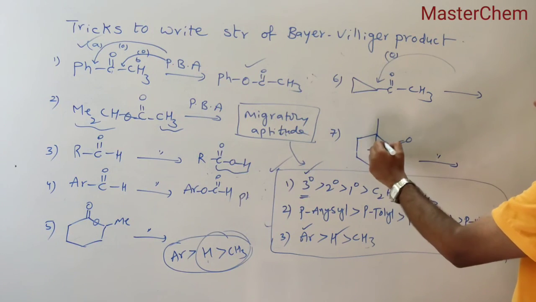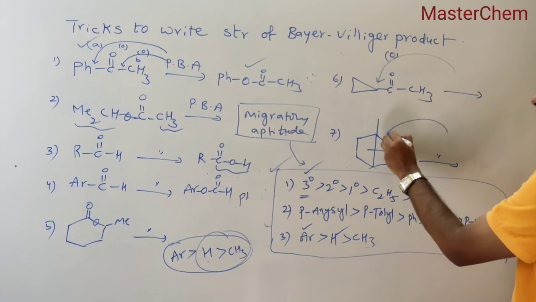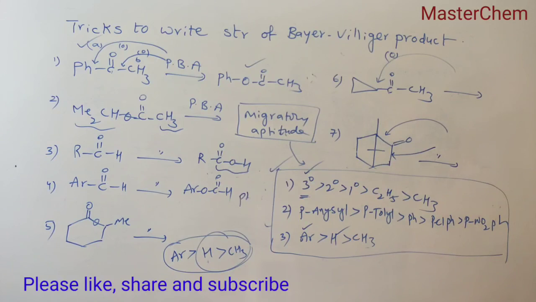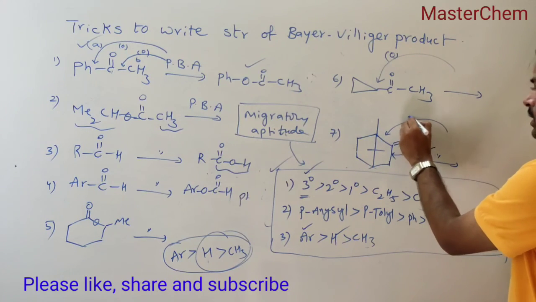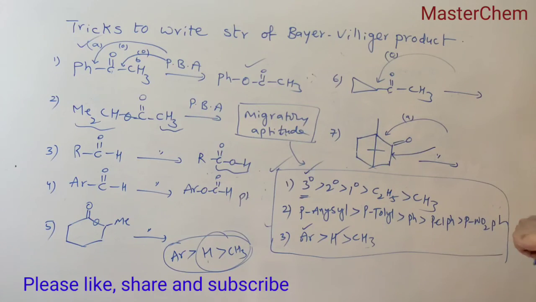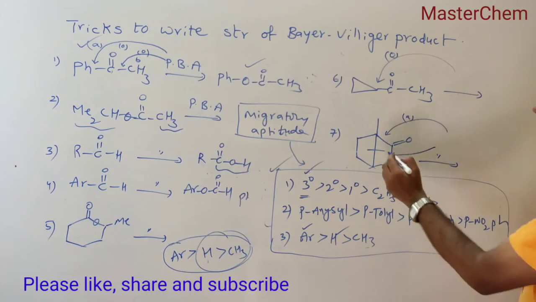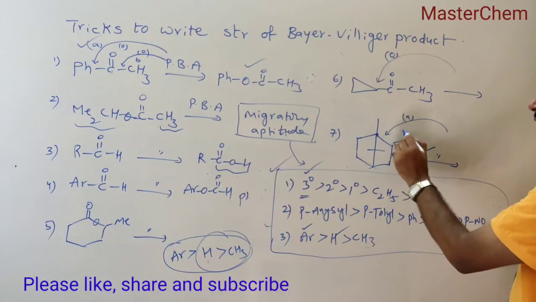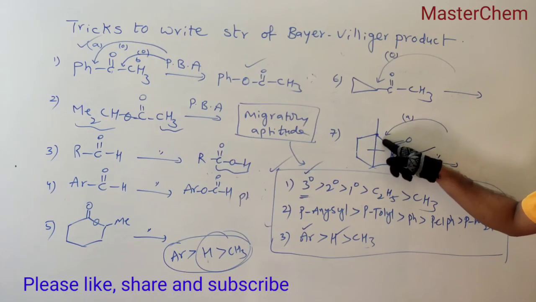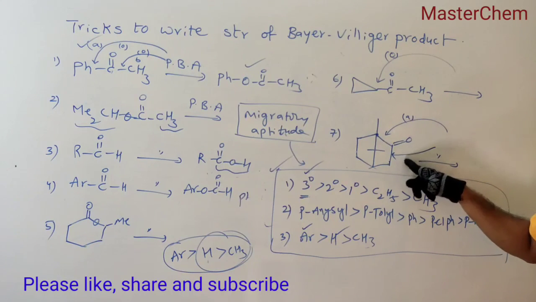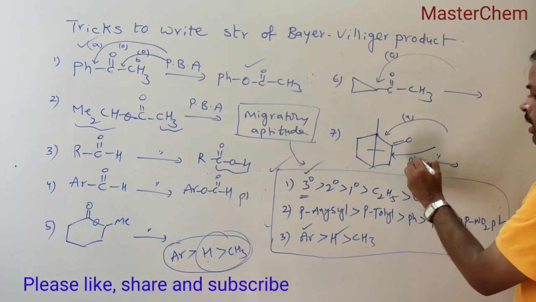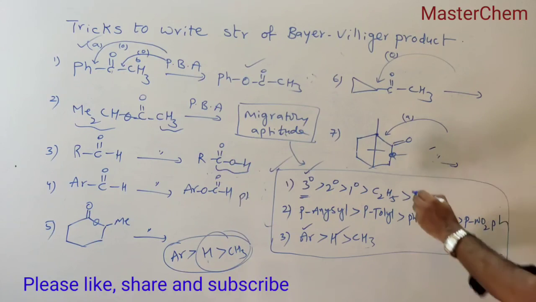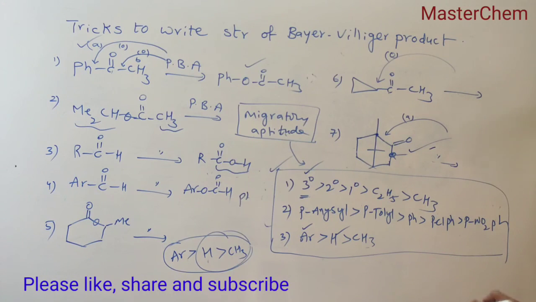Next, if you take this one, there are two options: option A inserting oxygen here and option B inserting oxygen there. Inserting oxygen through A leads to a sterically crowded product, because steric crowding is already there at this carbon. So insert oxygen on the other side, and that product is the major product.